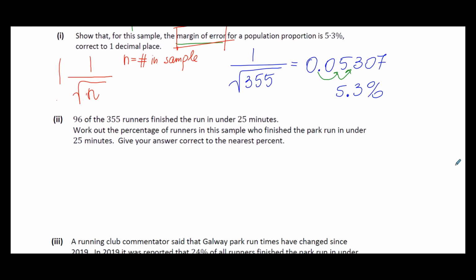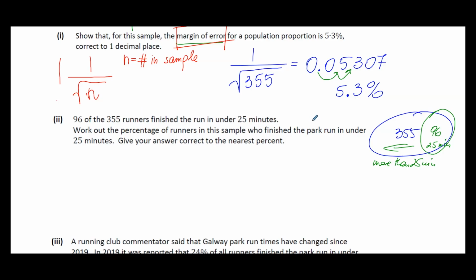Next part. 96 of the 355 runners finished the run in under 25 minutes. So we understand that in that sample of 355 people, there is a group, 96 of them, and these people ran in less than 25 minutes. The rest of the people took more than 25 minutes. We get the idea. Work out the percentage of runners in this sample who finished the park run in under 25 minutes.